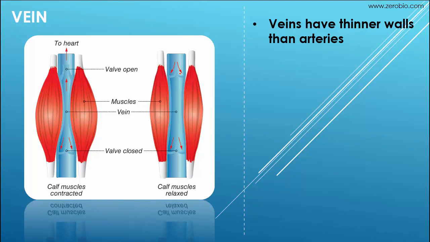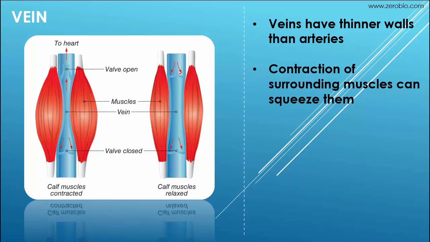So once again, veins have thinner walls than arteries, and that's what allows these muscles to squeeze on the veins. If you tried to squeeze on an artery with a big, thick tunica media, you really can't squish it very well with a muscle. It's the contraction then of surrounding muscles that squeeze the vein and push the blood back up.